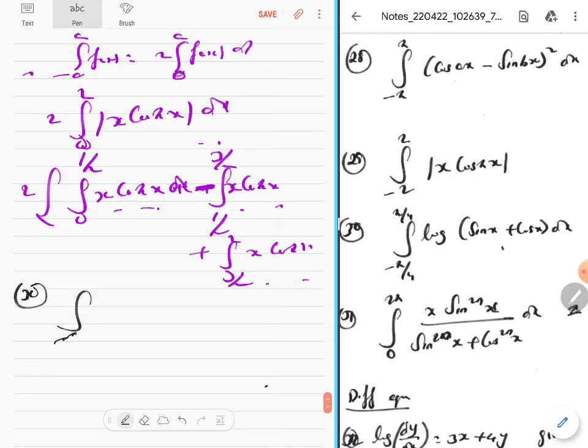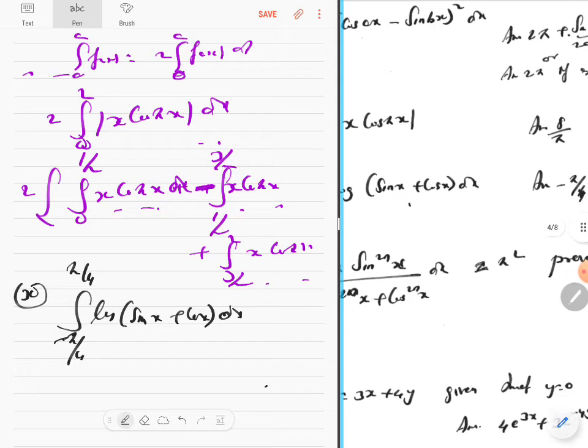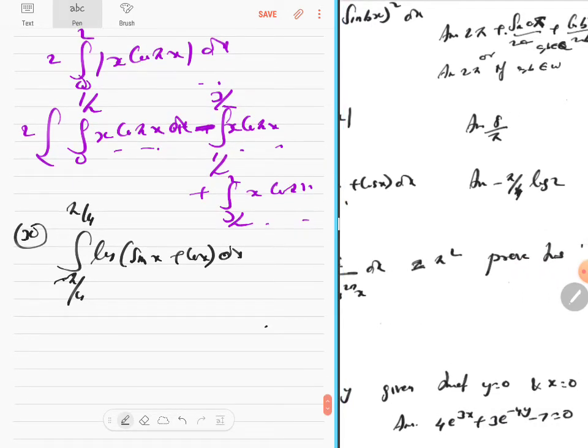Integral from minus pi by 4 to pi by 4 of log of sin x plus cos x dx. Okay, what about f of minus x? What happens to that? The sin of minus x is minus sin x. So it becomes log of cos x minus sin x, is it? I'm just doing, okay. So I can't do anything with that property of minus a to a. So I'm just thinking, can I do a plus b minus x?